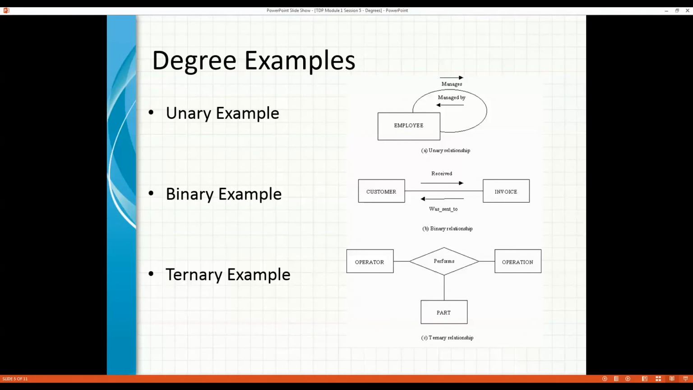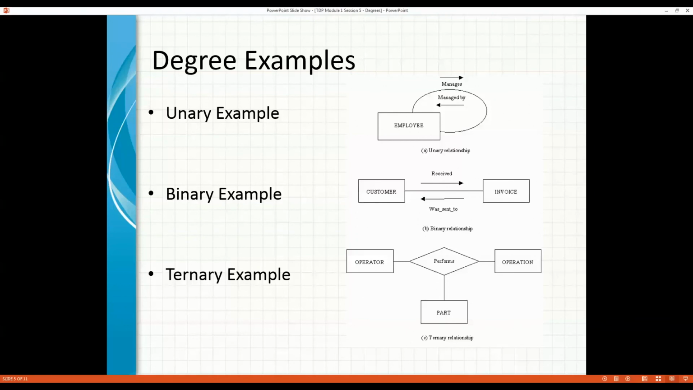And then lastly, we see a ternary example, again with three entities participating simultaneously in this relationship. An operator performs part of the operation. The operation has different parts performed by the operator. The operator of the operation does certain parts.